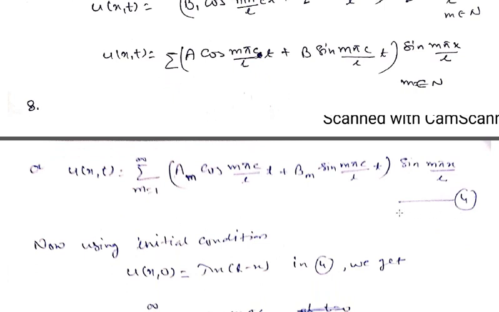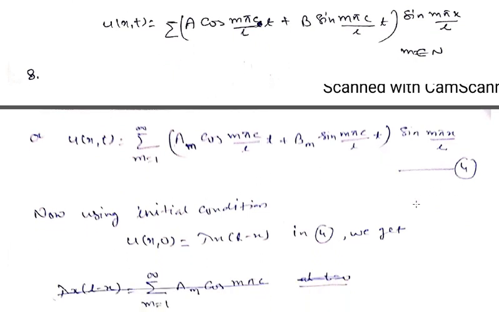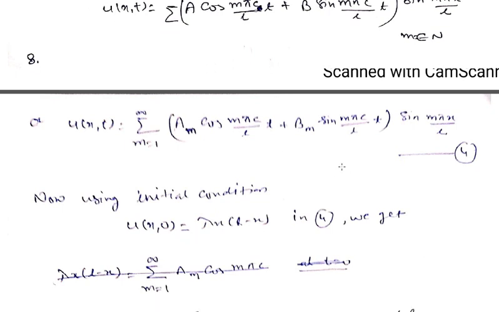So it becomes, in this way, equation 4. Now to find the value of a_m and b_m, here we use the initial conditions. First we use the initial condition u(x, 0) equals lambda x (L minus x). It means at t equals 0, the solution will be lambda x (L minus x). So we will put this value here.